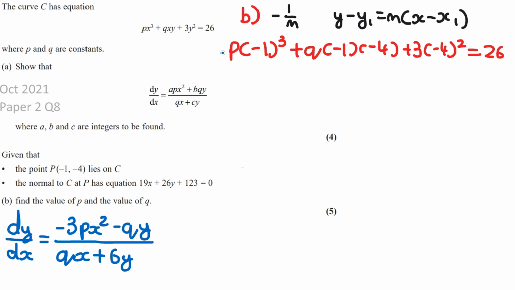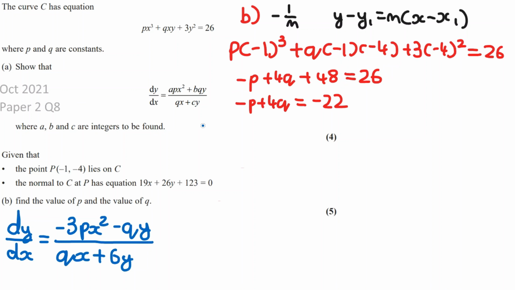And then if we simplify this, so -1 to the power of 3 is still -1, so it's going to be minus p. And then -4 times -1 is going to be 4, so it's going to be 4q. And then -4 squared is going to be 16, and then 16 times 3 is 48. So we get this here, and then if we move this 48 onto the other side, we get minus p plus 4q is equal to -22. So this is one simultaneous equation.